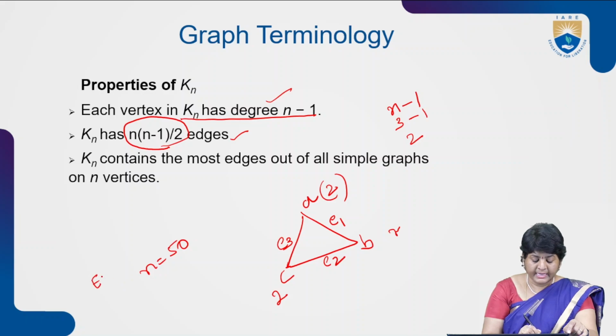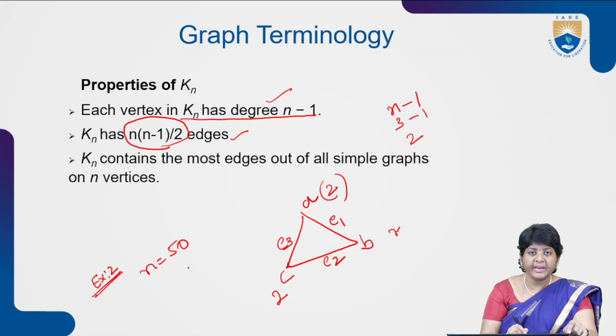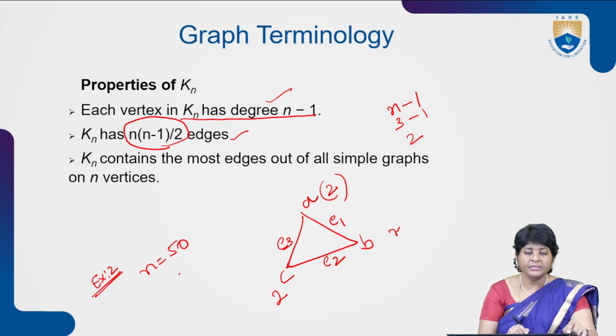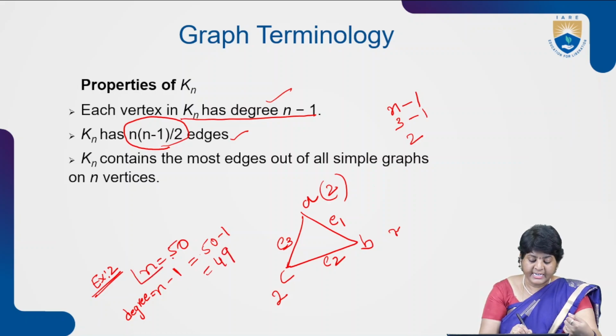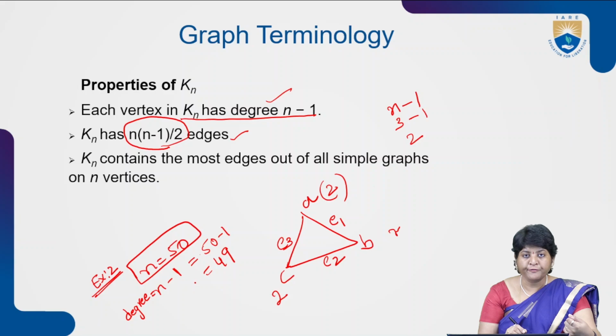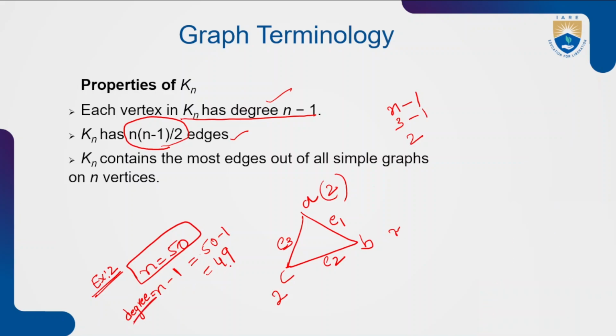So if we go for the second example where n is equal to 50 vertices, how do we identify the degree of each vertex and how to represent the edges? For this purpose, we will use these formulas. The degree is equal to n minus 1, that is 50 minus 1, that is 49. So the vertices, with 50 vertices, each vertex degree is 49.